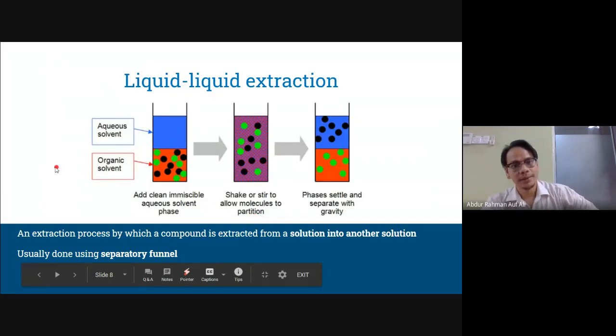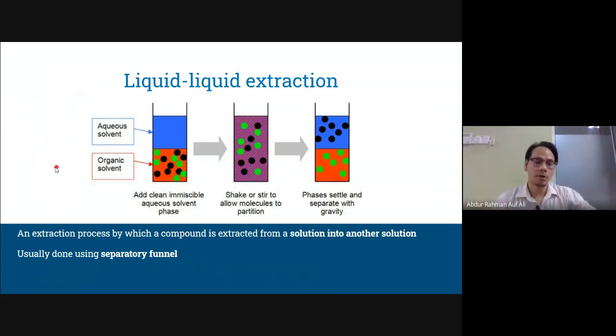So the next one is liquid-liquid extraction, di mana kita extract compounds from a liquid into another liquid. Katakanlah we have here an organic solvent. Dia ada dua benda kat dalam dia, a mixture of two compounds, a black circle and a green circle. So kalau kita nak separate this black and green from one another, kita masukkan an aqueous solvent. Bila kita stir, kita kacau, goncang this bekas.